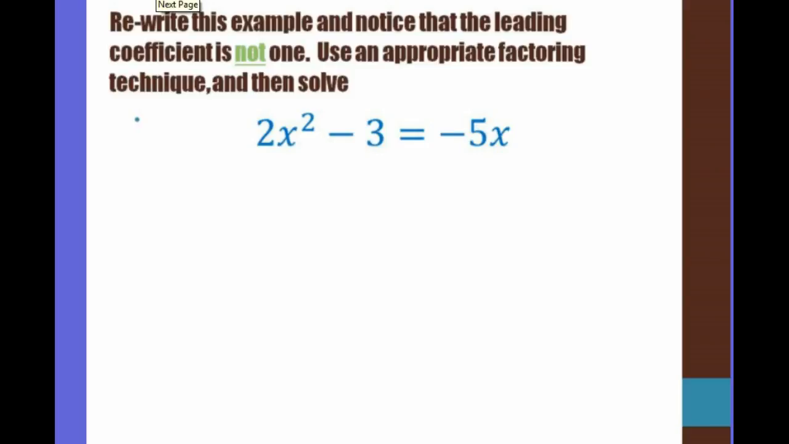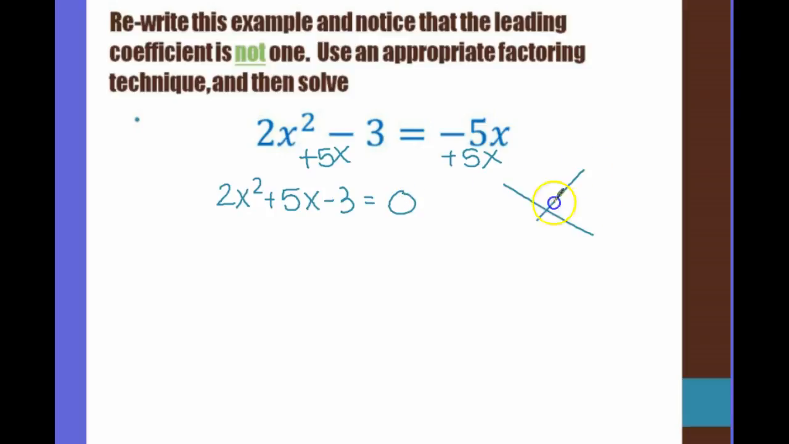Is this set equal to 0? Yeah, so I'm going to add 5x to both sides. Smush it in the middle. So you get 2x squared plus 5x minus 3 equals 0. I'm going to magic X it.